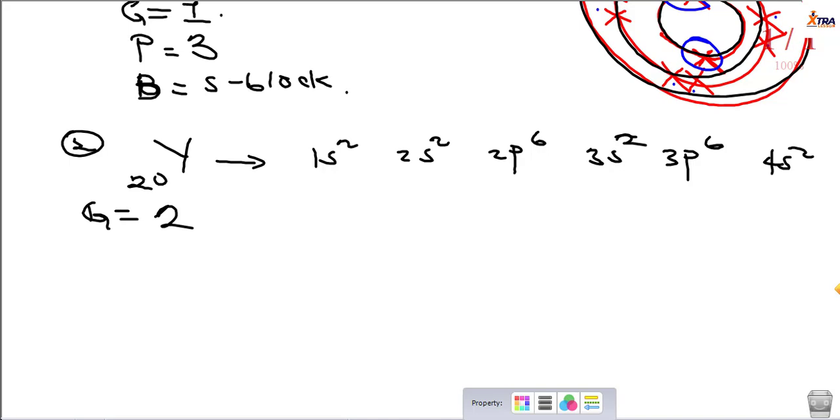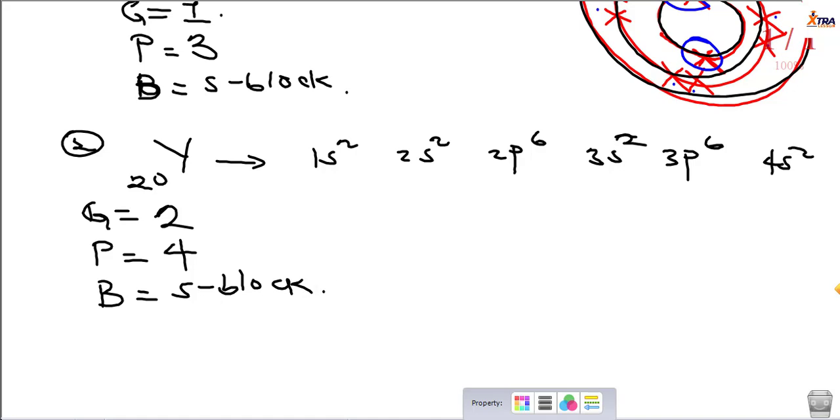Then the period. What is the period? The period is the largest principal. And what is the largest principal? It's 4. So when you draw the shells, like we did in red up on the screen, you would see that we are getting similar answers. And what about the block? The last electron falls on S, meaning it is also an S block element.